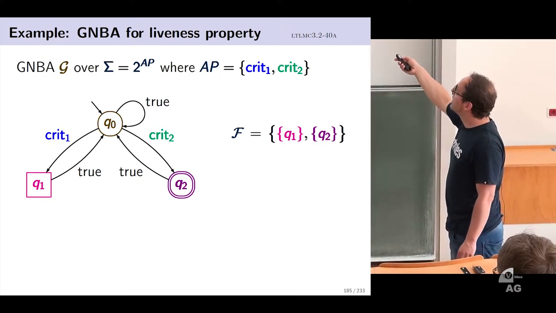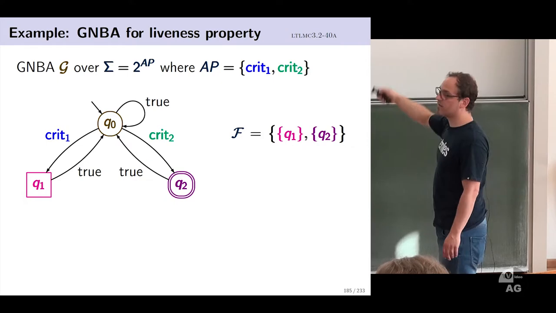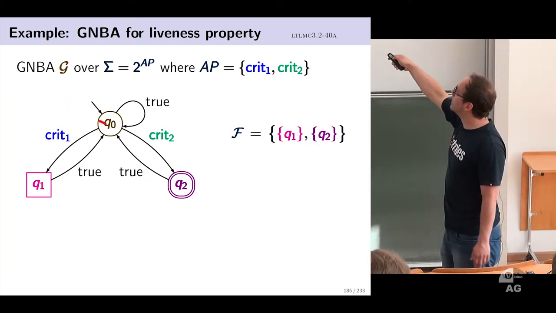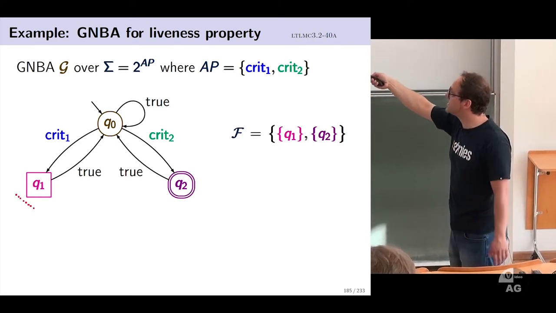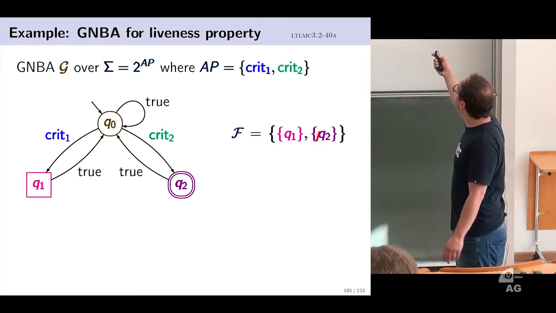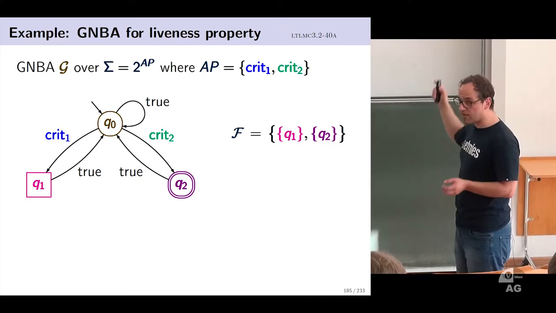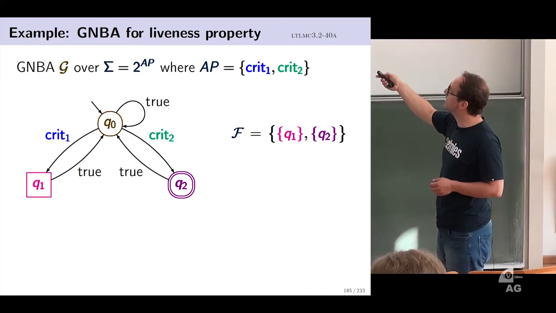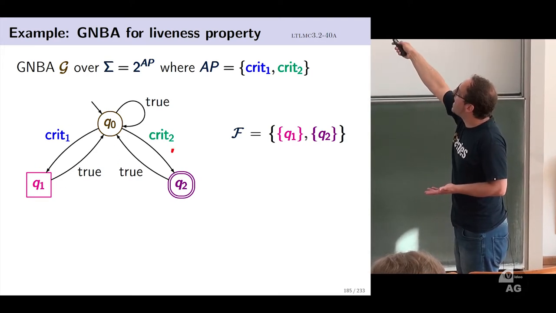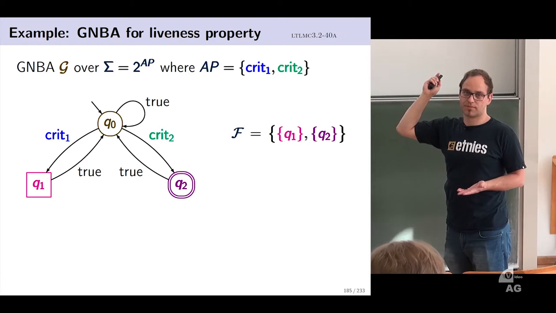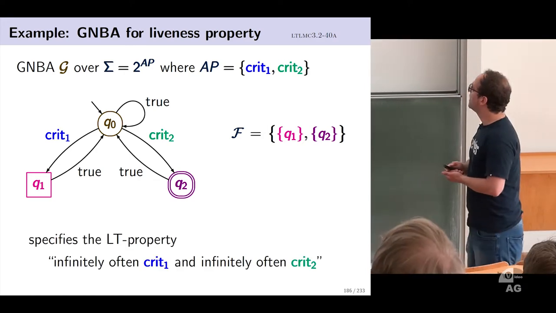Why is that different? Let's assume for the moment that we look at this as a regular NBA and we say both of them are accepting. Then, for example, the run Q0, Q1, and so on would be accepting because it visits an accepting state infinitely often. But in the GNBA, with this acceptance set, it's not accepting anymore because it requires both of them to be visited infinitely often. And if you look at this GNBA, you see that you need to visit both of them infinitely often, meaning you have to see crit1 and crit2 infinitely often. Is that clear? Good.